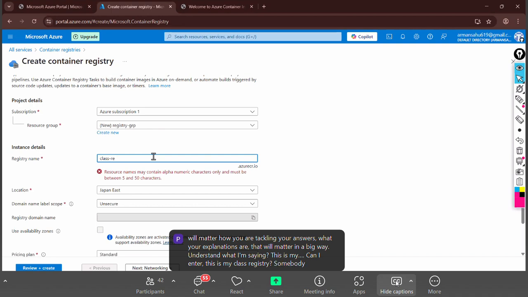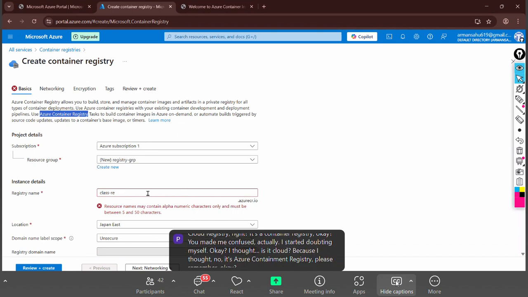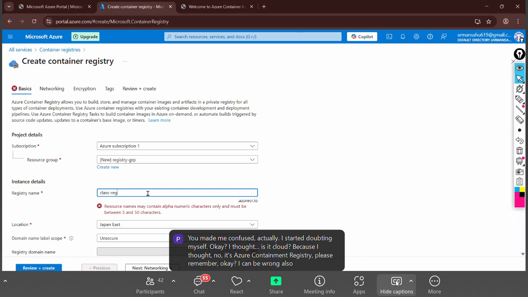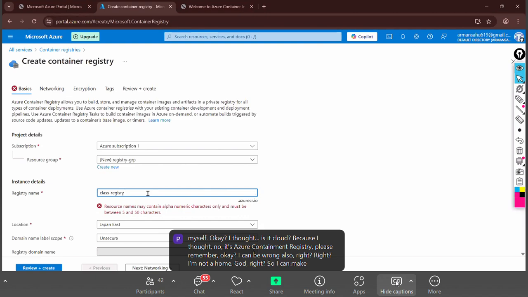Somebody was asking me about Azure cloud registry. It's a container registry. You made me confused actually. I started doubting myself. I thought, is it cloud? Because I thought, no, it's Azure Container Registry. Please remember, I can be wrong also, right? I'm not God, so I can make a mistake.